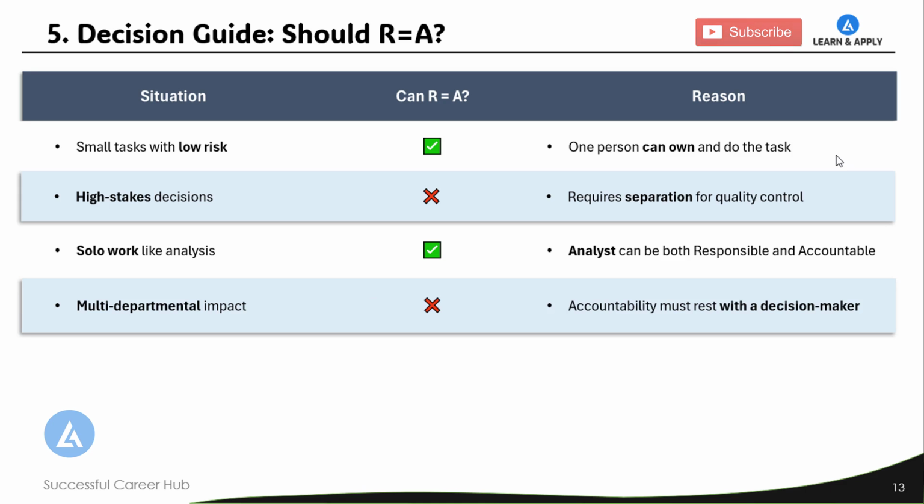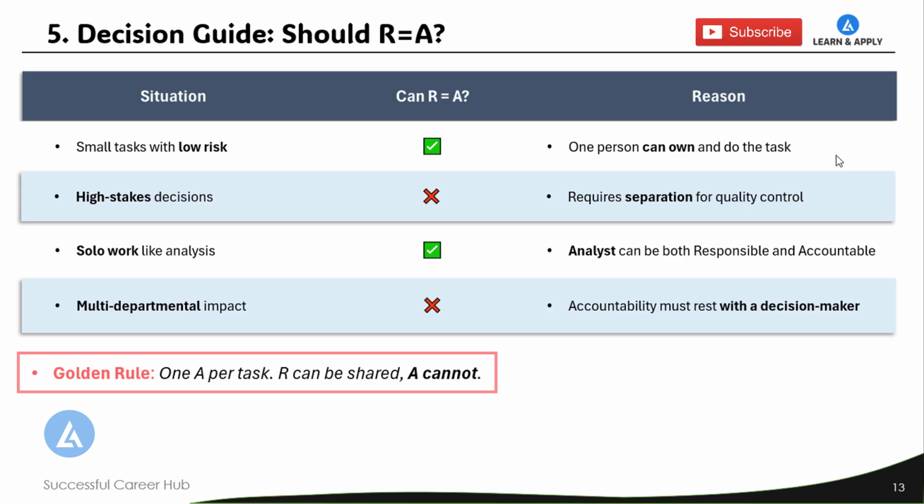At any point of time, please make a note of this golden rule. 1 A per task. R can be shared, A cannot. That means for each of the tasks, there must be one accountable person.